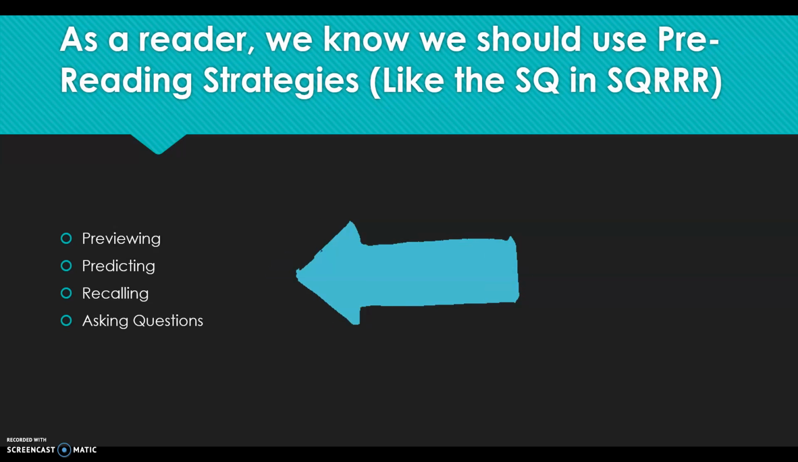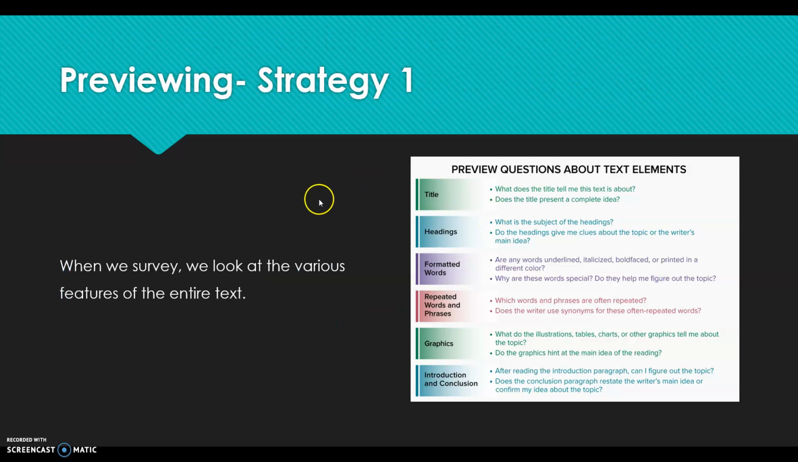The S and the Q in SQ3R are our pre-reading strategies, things that we do prior to jumping in and reading from page 1 to page 40. The first strategy in pre-reading is previewing the text, surveying it. When we survey, we look at things like title and headings and words and graphics and the introduction and conclusion and how the author sets up that chapter or article. You want to look at all of those when you're previewing.